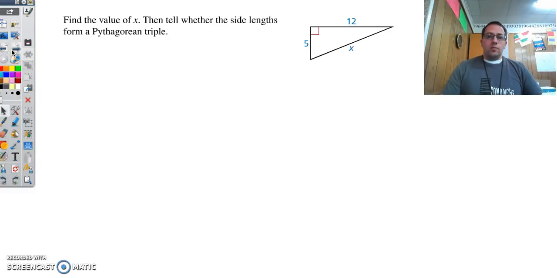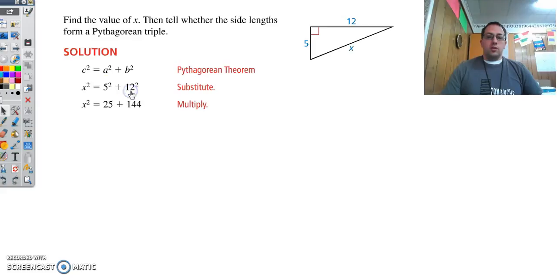So what we're going to do here, we're going to find the value of x. And we want to know, is this going to be a Pythagorean triple? So we look at this and we see it is a right triangle, so we can use Pythagorean theorem for this, so that's good. X, that is our long side, that's our hypotenuse across from the right angle, so that goes into the C position. So we have x squared equals 5 squared plus 12 squared. Take care of those squares, add them together, we get 169.